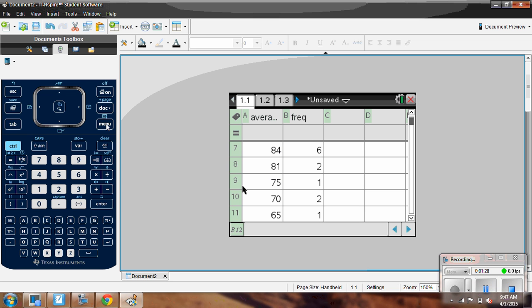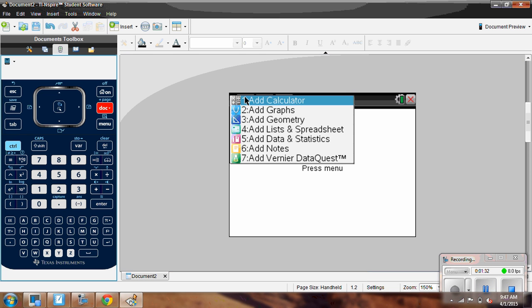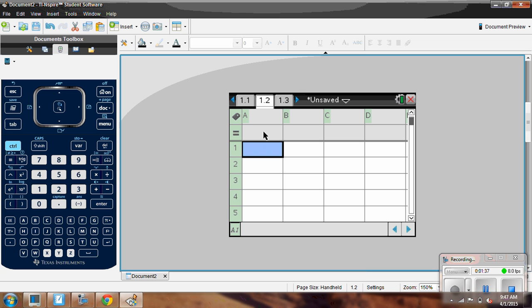If you've forgotten how to get a page like this, if you go to a new document or a new page, this is under lists and spreadsheets. This is where you would enter your lists. It looks like a spreadsheet. You give it a title, you always skip the equals line, and then you enter your data.